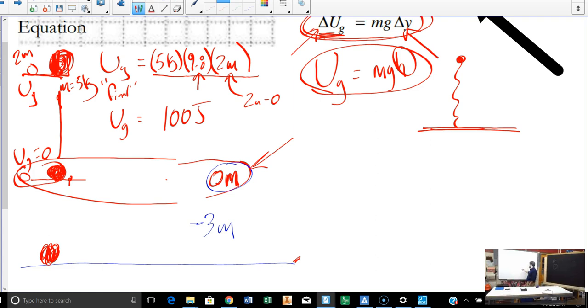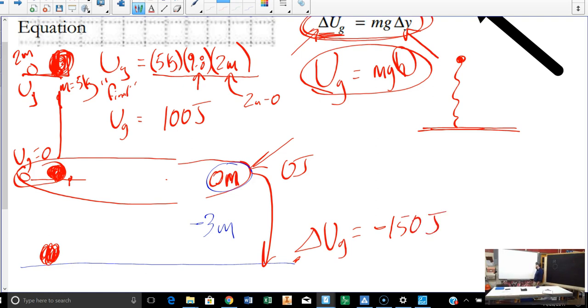So you could actually say that the change in potential energy in going from the ground to here, well, if I had 0 joules here, I would have, let's see, 3 times 10 is 30 times a 5 kilogram ball, that's 150. I would have negative 150 joules at that location.